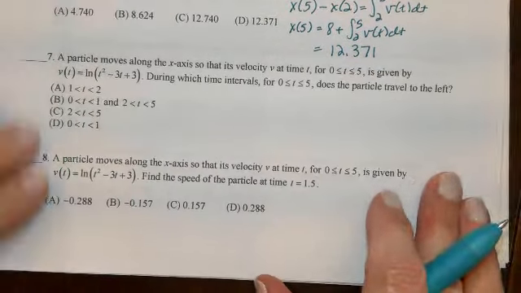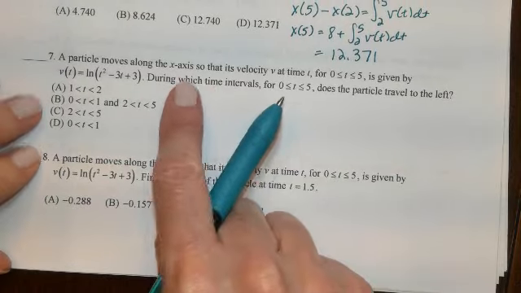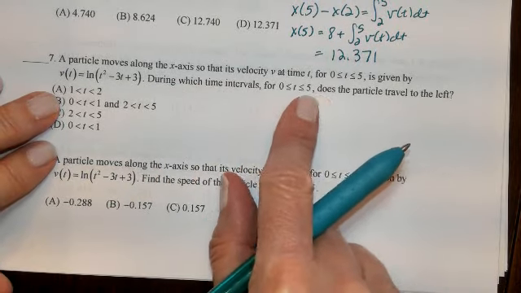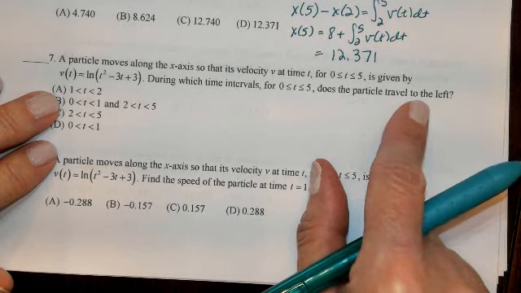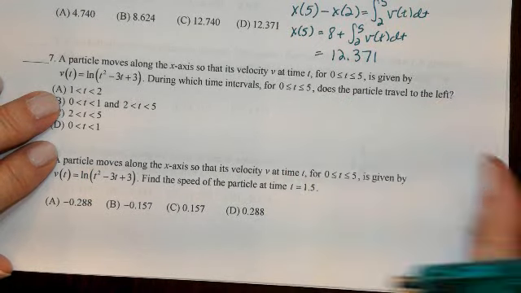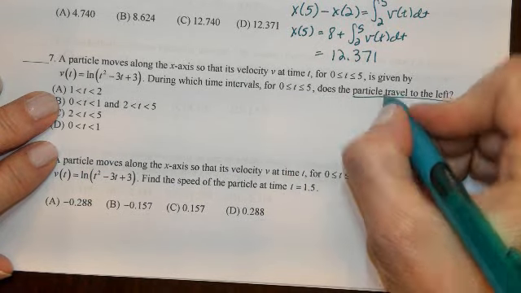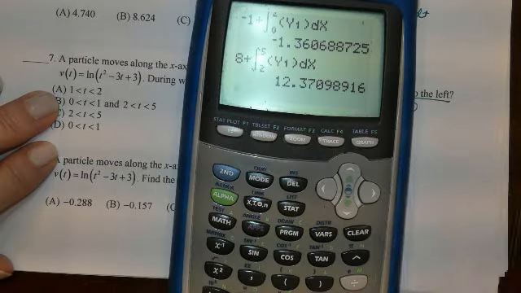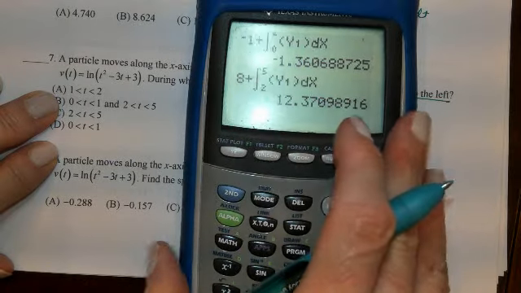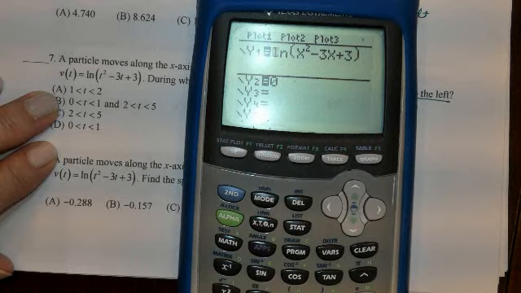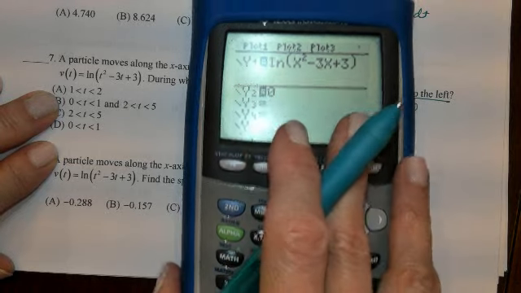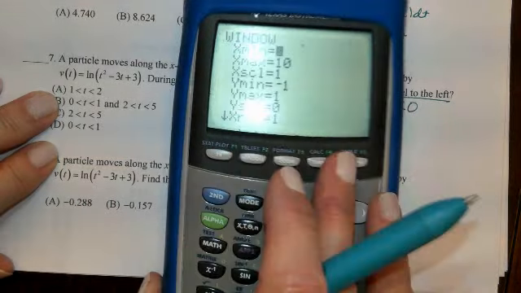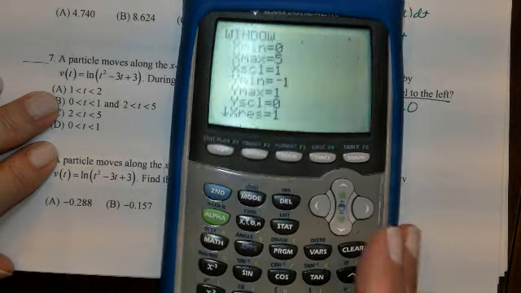Okay, number 7. A particle moves, same thing. During which time intervals for 0 to 5 does the particle travel to the left? Well, the particle travels left when v is less than 0. So I just need to graph this and see where v is less than 0. There's my v, and I already have 0 in here, that's good. I want to be on 0 to 5, so just do 0 to 5.